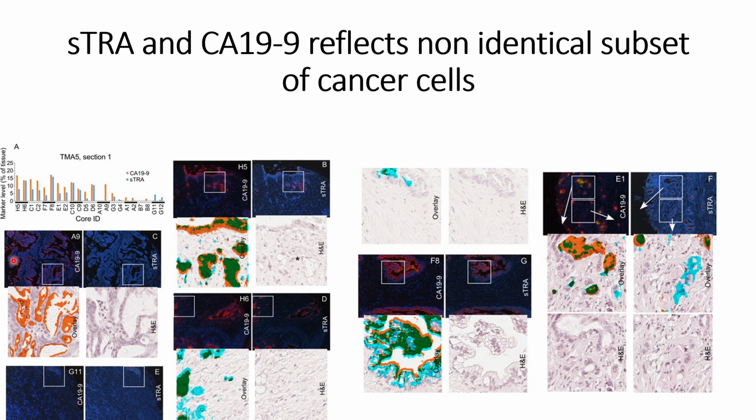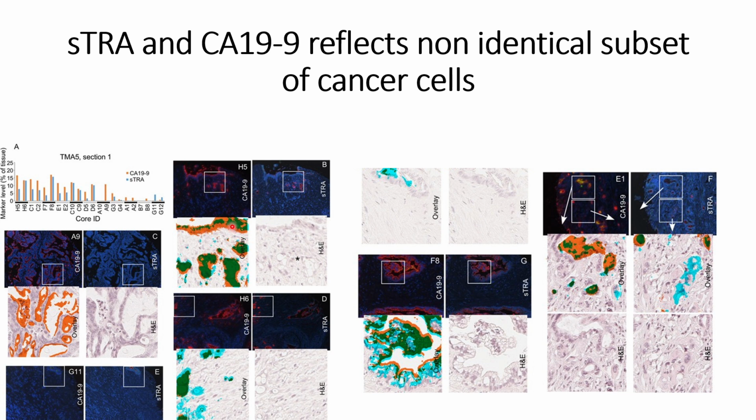First, in panel B, we can see the more differentiated cells. Here CA19-9 is expressed more compared to sTRA. The orange color indicates CA19-9, the cyan color indicates sTRA expression, and the green color shows the overlap. Here we can clearly see the overlaps, and this is the zoomed-in image of this white square.